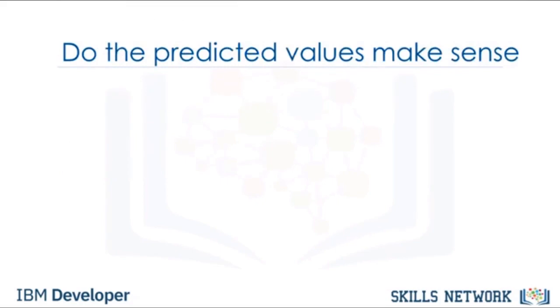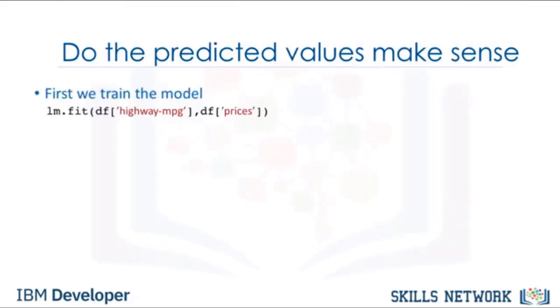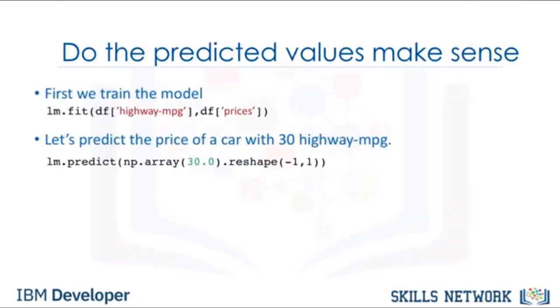Let's look at an example of prediction. If you recall, we trained the model using the fit method. Now we want to find out what the price would be for a car that has a highway miles per gallon of 30. Plugging this value into the predict method gives us a resulting price of $13,771.30. This seems to make sense. For example, the value is not negative, extremely high, or extremely low.